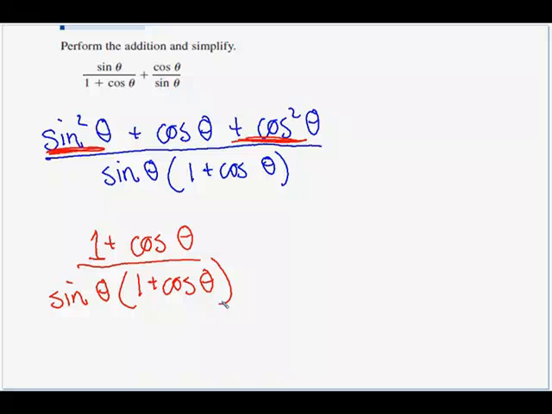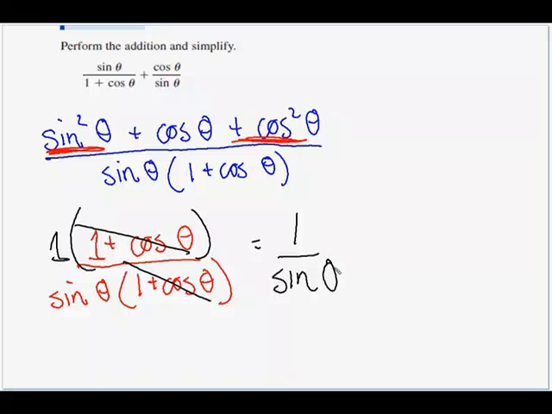Look at that. So the numerator 1 plus cos and the denominator 1 plus cos will cancel. But do remember, this sine theta is a denominator and it's going to stay a denominator because we had a placeholder of 1 up here. And that is equal to 1 over sine theta. And again, that is just like 1 over sine is the reciprocal with cosecant theta.